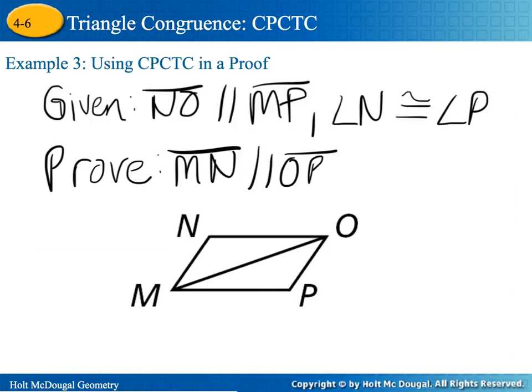All right, so this is the last example, example 2, don't look at that 3. Given that NO is parallel to MP and angle N is congruent to angle P, prove this stuff. So first let's mark up my diagram. I got N and P. That one's pretty easy. And I've got NO is parallel to MP, so I'm going to draw my arrows here. Again, these arrows just mean parallel. They don't mean that they're congruent yet.